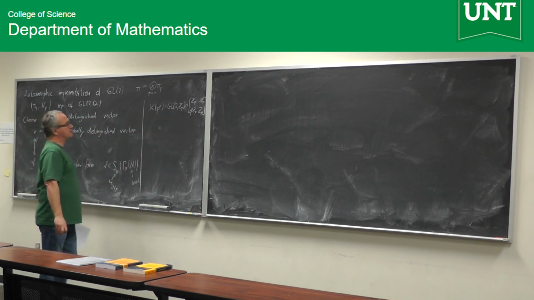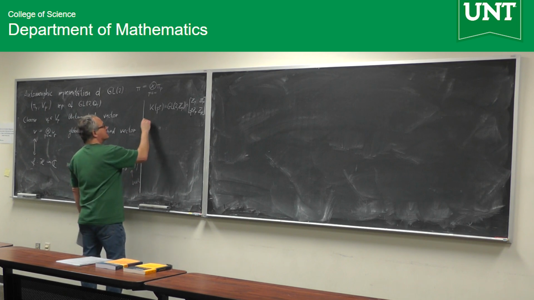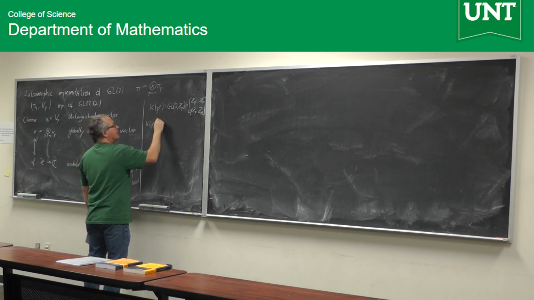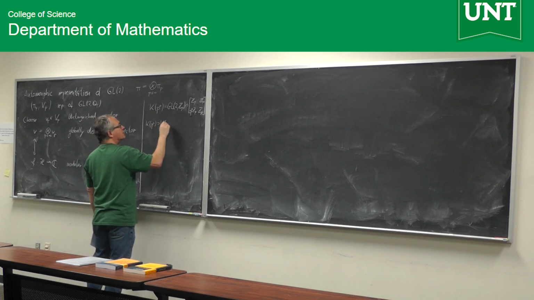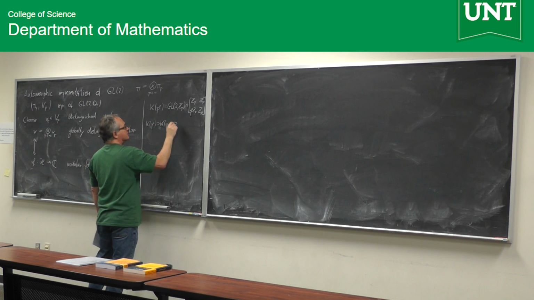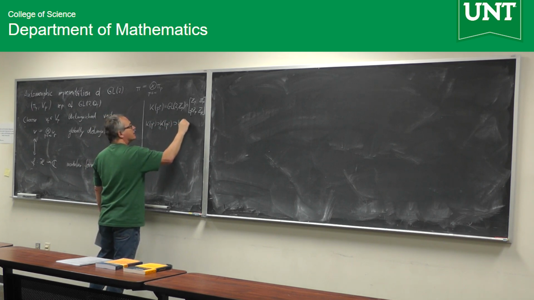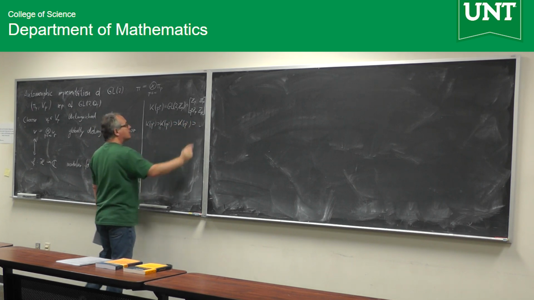You see these groups, they become smaller and smaller, right? So K_p to the 0 is the biggest one, that's all of GL2(Z_p). Then we have K_p to the 1, and this contains K_p squared, and so on.